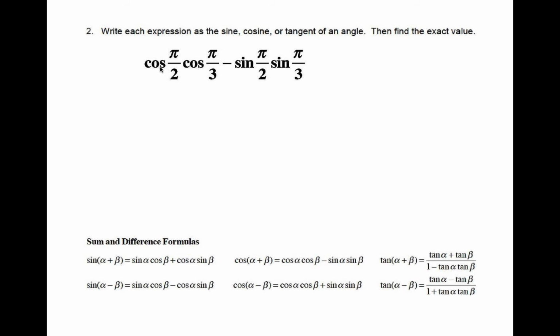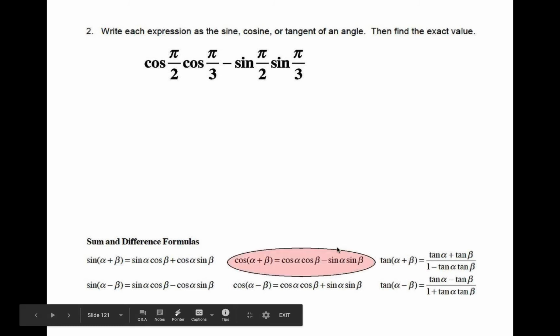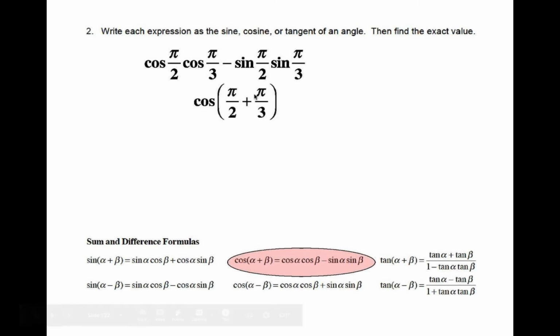All right, for C, you have cosine, cosine, minus sine, sine. So cosine, cosine, minus sine, sine, that's this formula. You're going to go from the right side to the left side. So it's going to become cosine, and then you're adding the two angles. So I'm adding pi over 2 plus pi over 3. You need to get a common denominator. So I'm going to multiply this by 3 over 3 and this by 2 over 2. So this will become 3 pi over 6 plus 2 pi over 6, which makes 5 pi over 6.